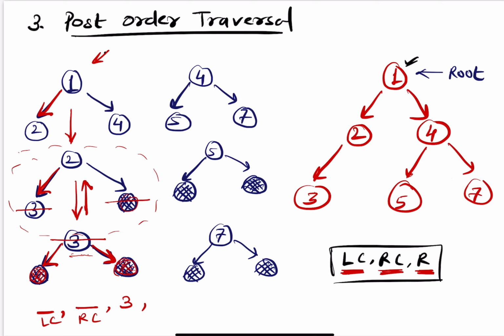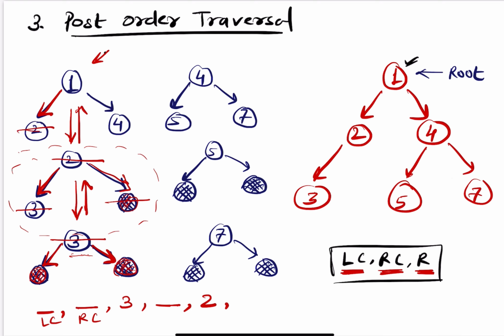Since it is null, we can directly process it. It's a null value, we will directly process it. After left and right child, it's the time for root node. So we will process 2 as well. So we came from here, so we will go up.